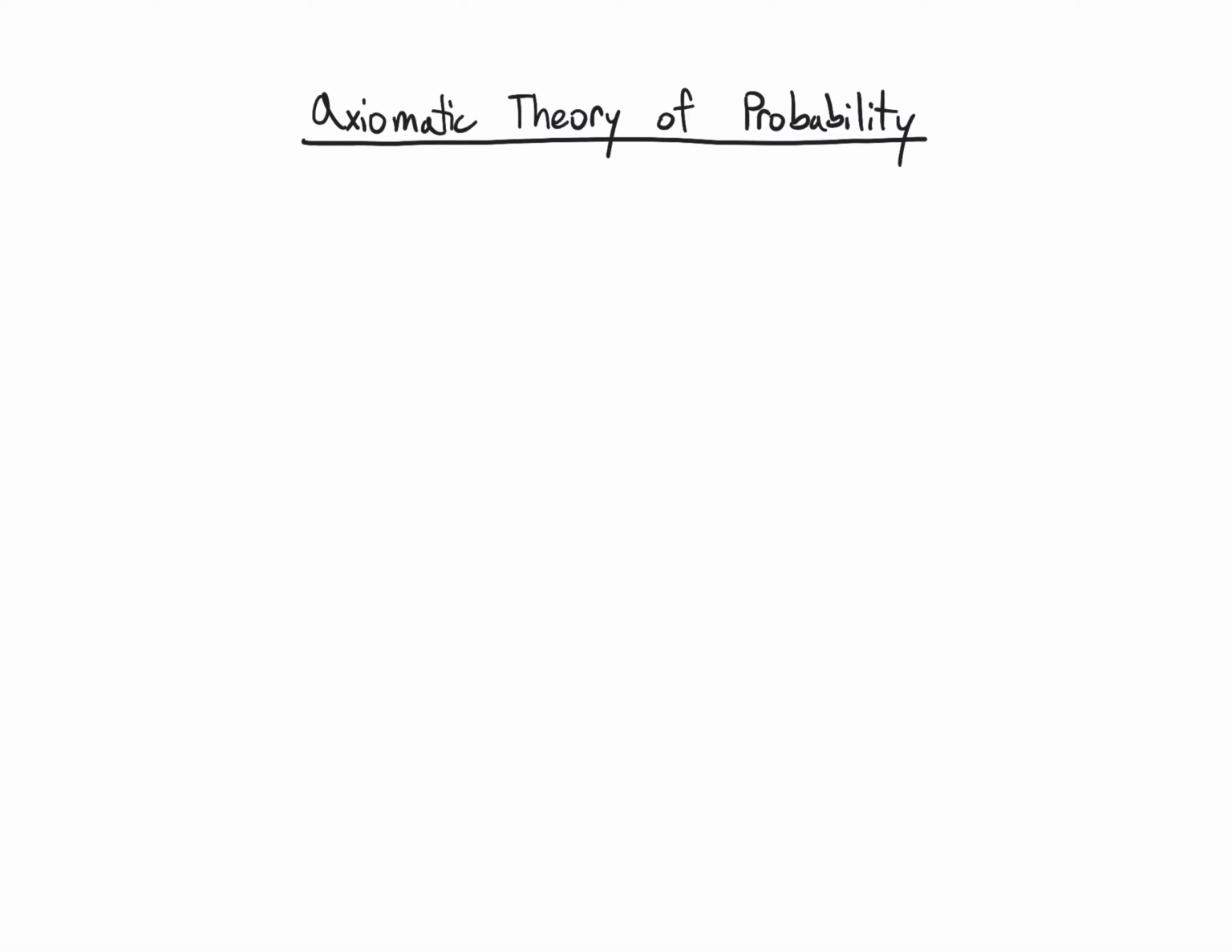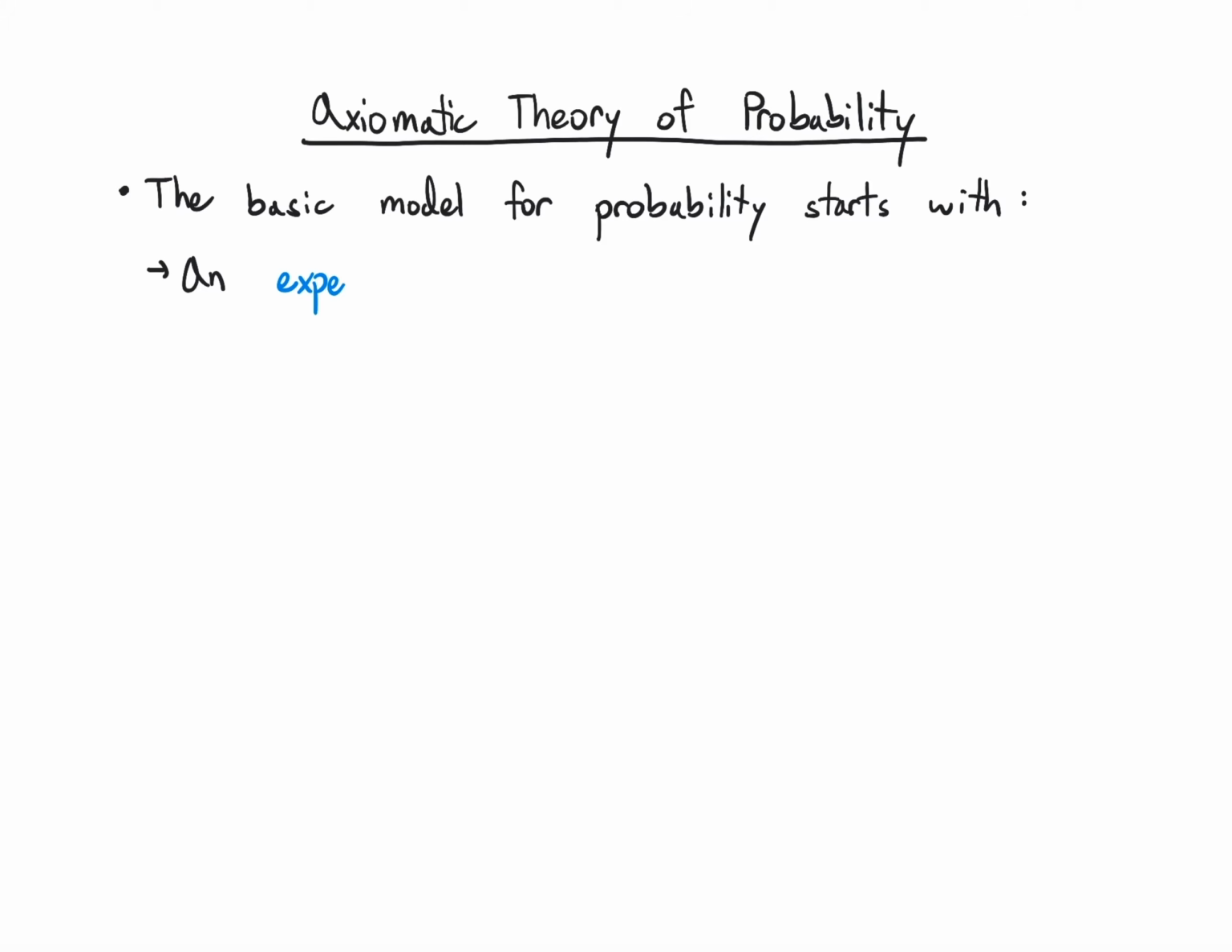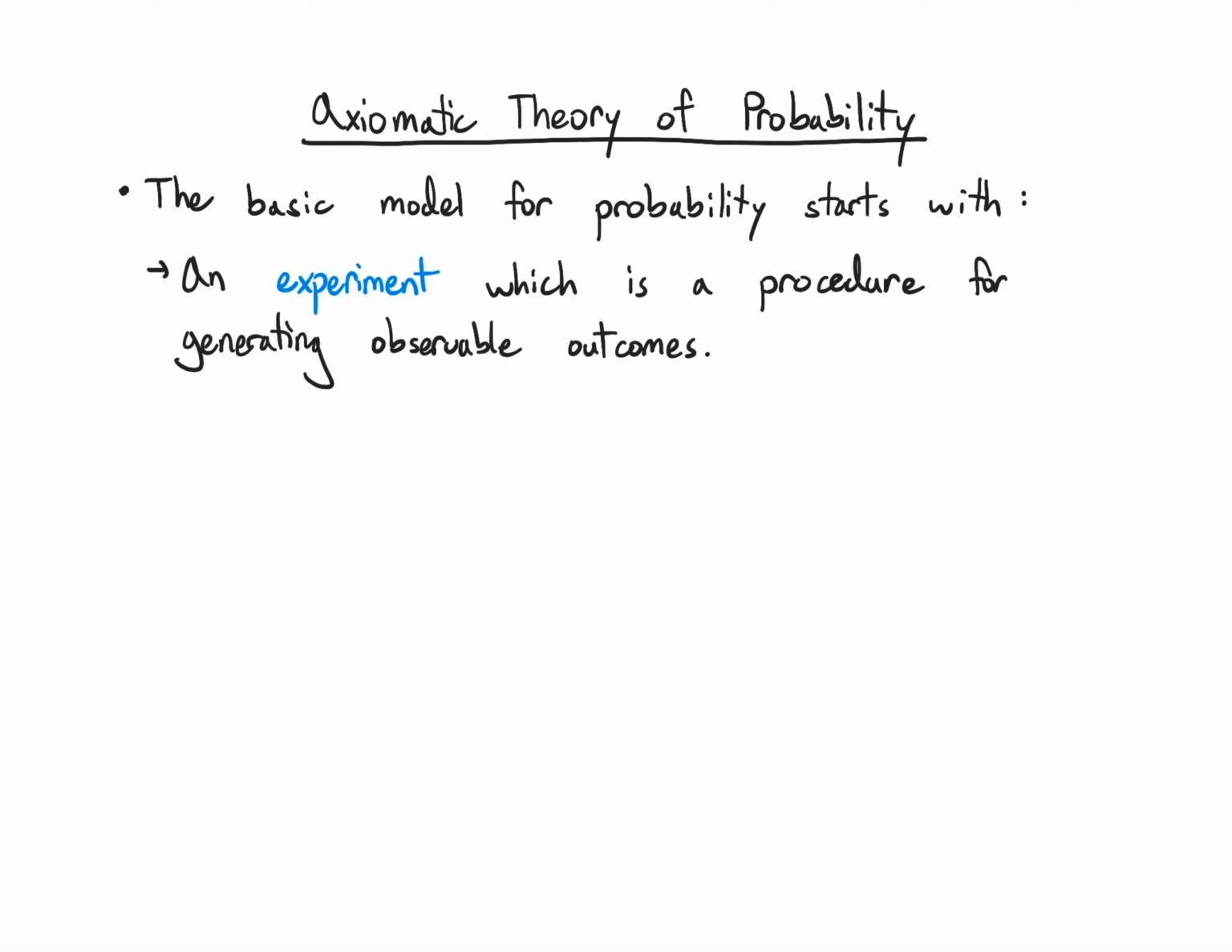Okay, having reviewed set theory, we're now ready to build up an axiomatic theory of probability. What axiomatic basically just means is starting with some fundamental axioms. So our basic model for probability is going to include the following ingredients. We're going to start with an experiment, and that is a procedure for generating observable outcomes. And in our minds, we should just keep in mind that this experiment is where the randomness comes from.